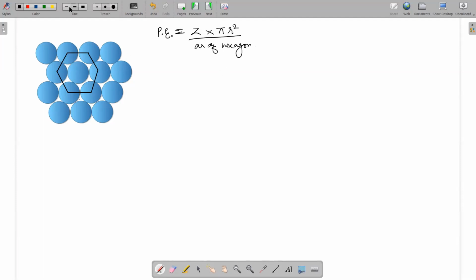Now I have not made this hexagon properly. Wait a second. The hexagon consists of 6 equilateral triangles. If you can see, there are 6 equilateral triangles. Can you see this, Abir? Yes, sir. So from here, area of hexagon is equal to 6 into area of equilateral triangle.